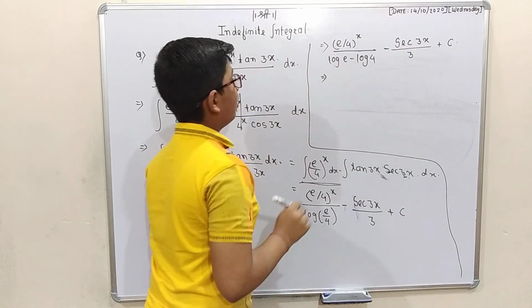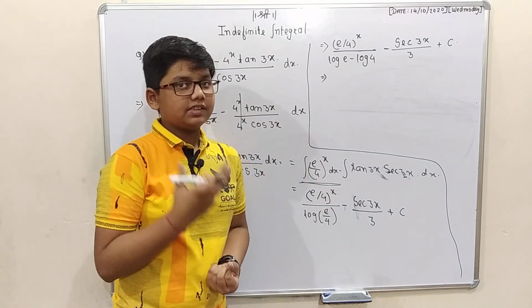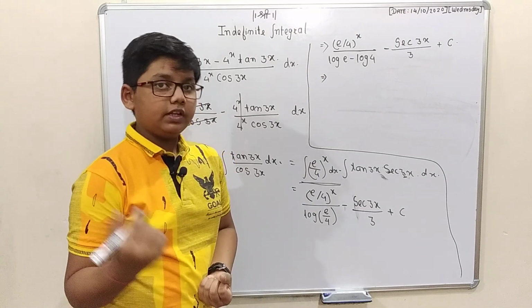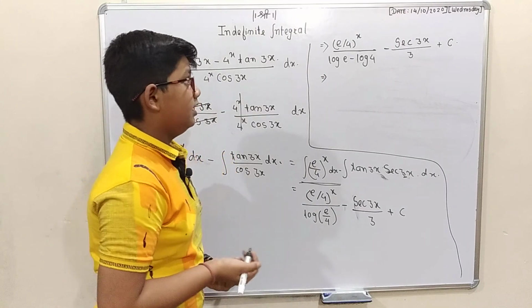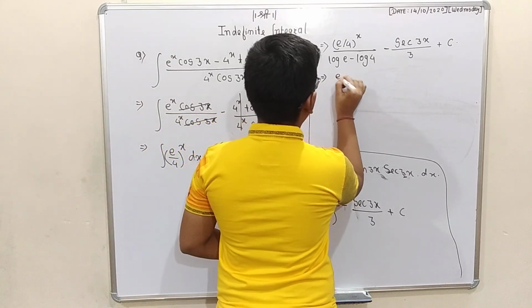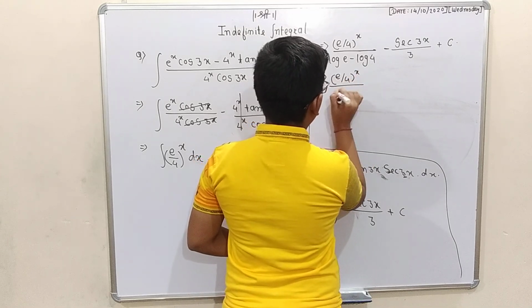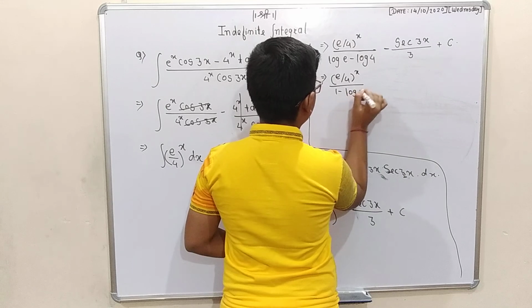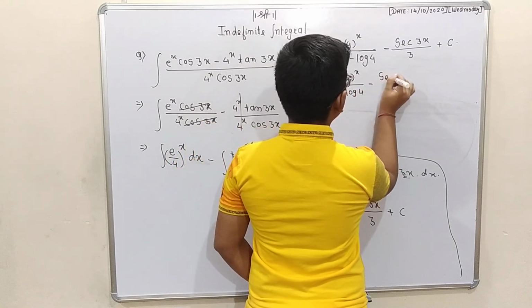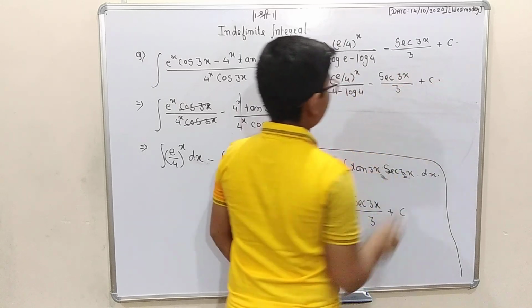Now what is log of e? We know that by using the logarithm formulas, log of e is always equal to 1. So (e/4)^x divided by 1 minus log of 4, minus sec 3x divided by 3 plus constant.